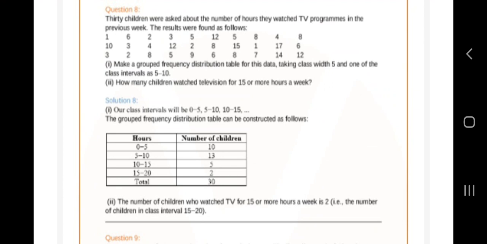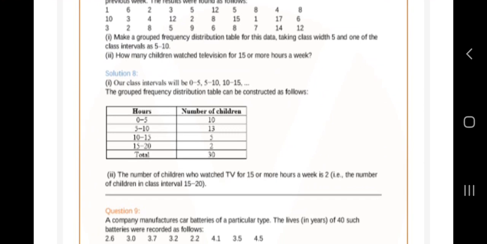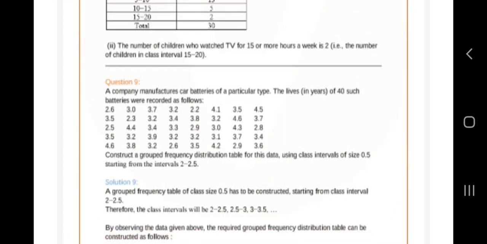Next, here 30 children were asked about the number of hours they watched TV programs in the previous week. So here they have given it like this: 0 to 5 hours, 10; 5 to 10, 13; 10 to 15, 5; and 15 to 20, only 2. So how many children watch television for 15 or more hours in a week? 15 or more means here 15 to 20, so only 2.